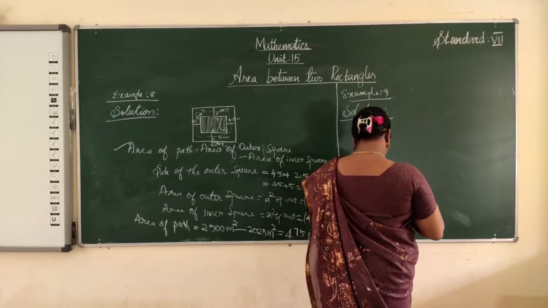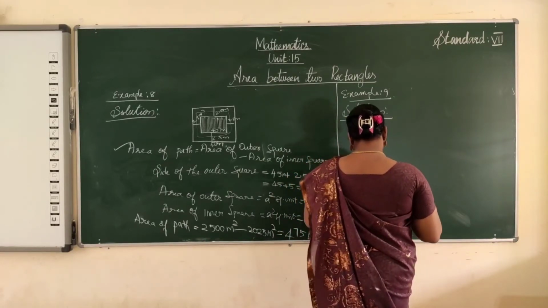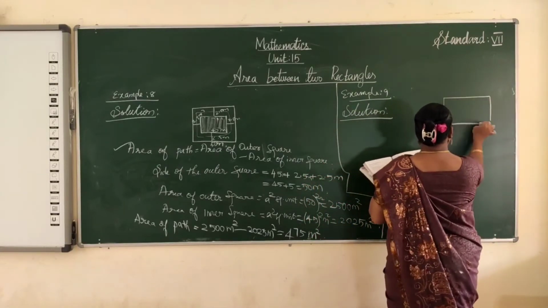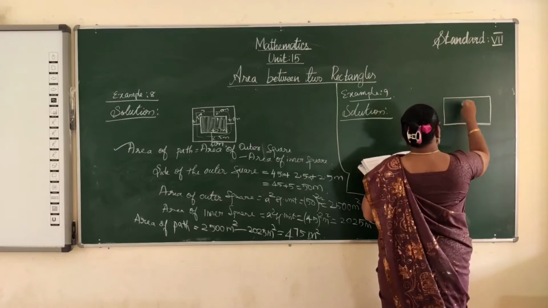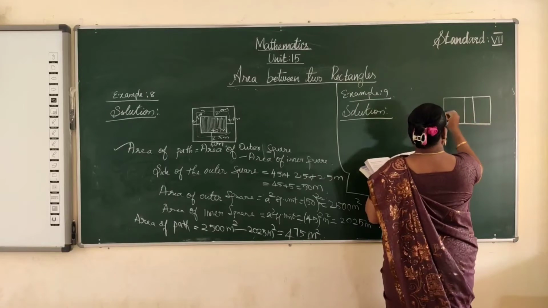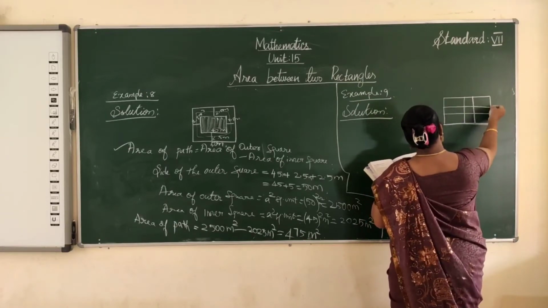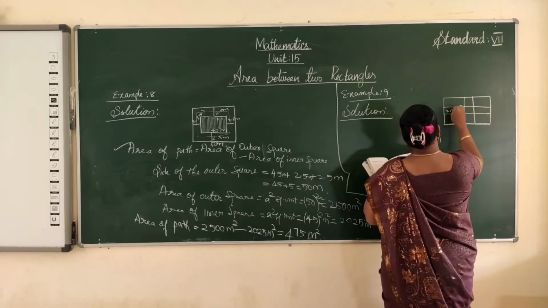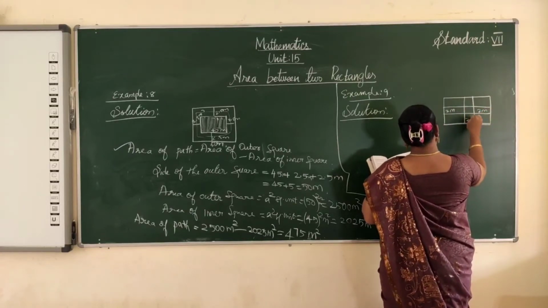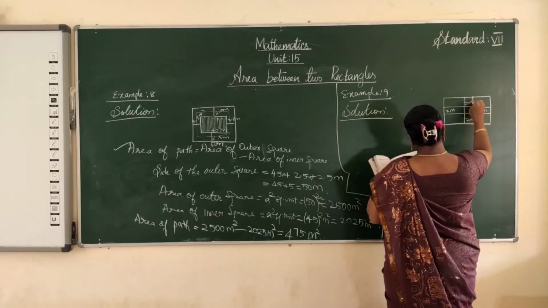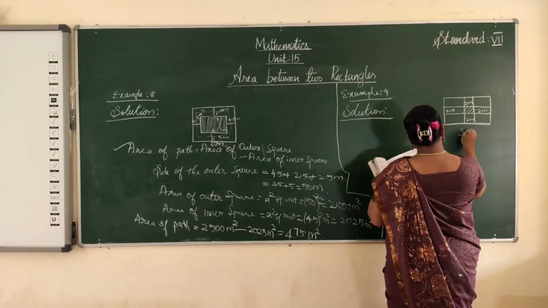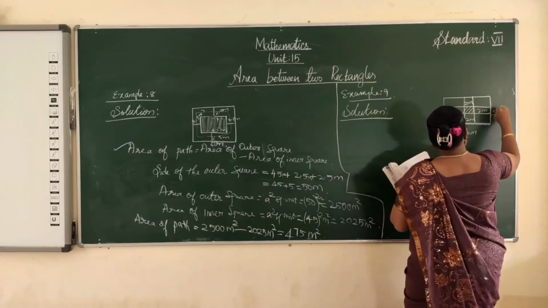So first write the given data, the rectangular lawn. Okay, so the diagram, rectangular lawn. The width is 2 meter, so all the sides are 2 meter. The length is 30 meter, breadth is 20 meter.